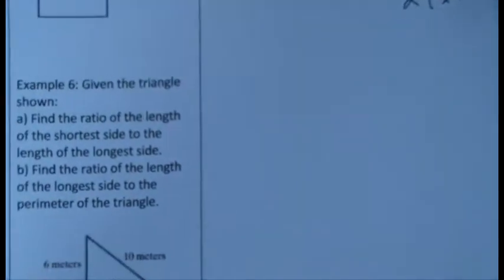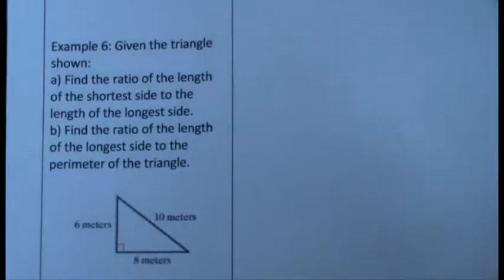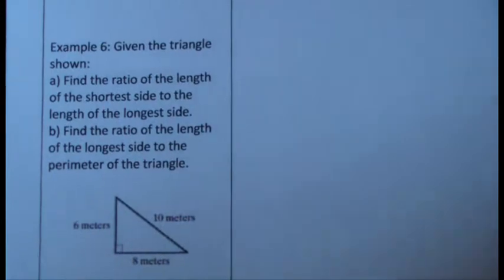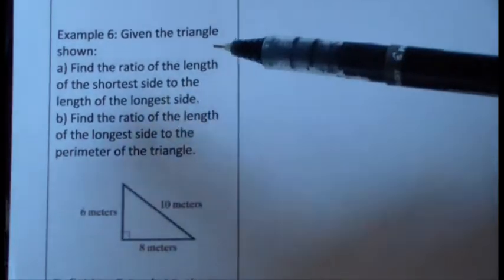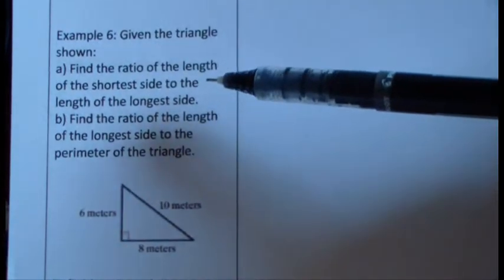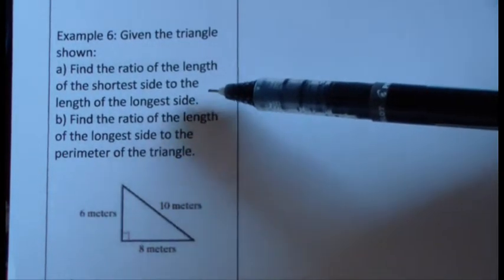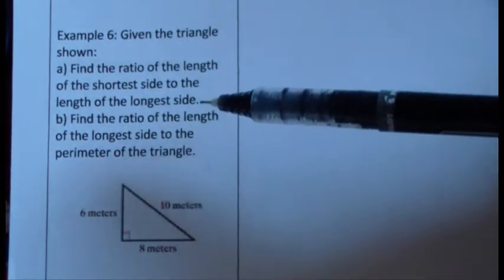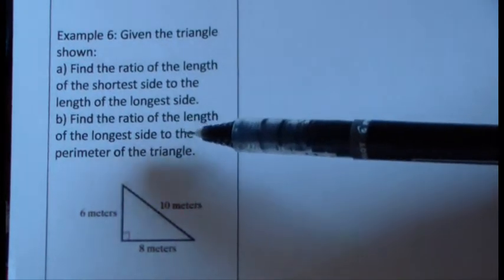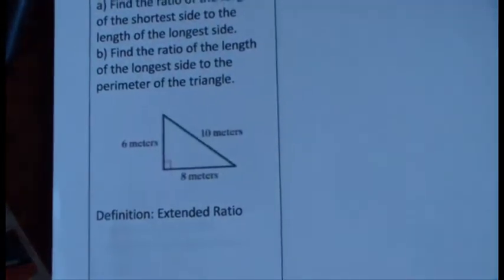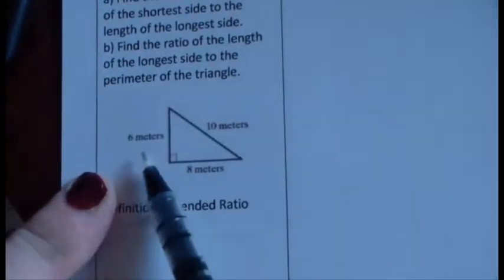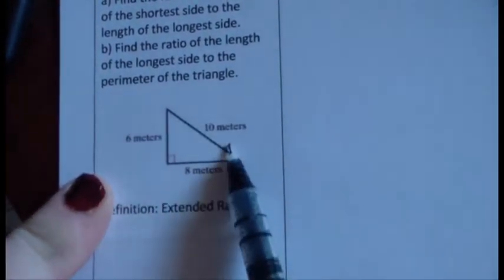Part 6. Similar. This time we're working with a triangle though. This says to first find the ratio of the length of the shortest side to the length of the longest side. And then part B, find the ratio of the length of the longest side to the perimeter of the triangle. So if you look at our triangle, we got one side that's 6 meters, 8 meters, and 10 meters.